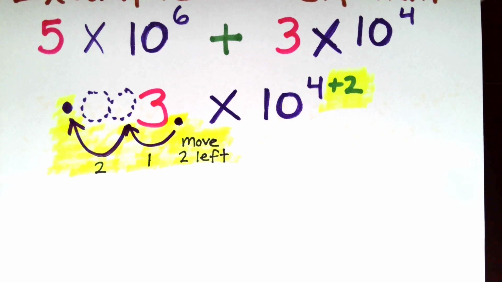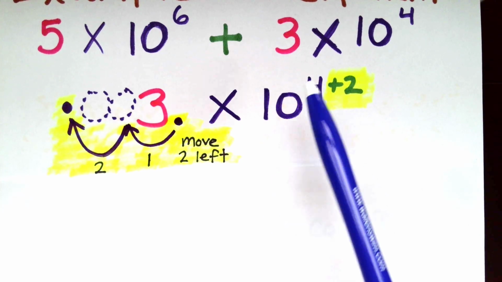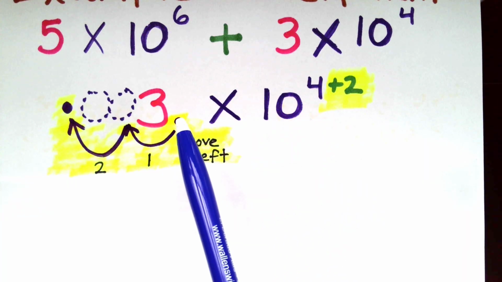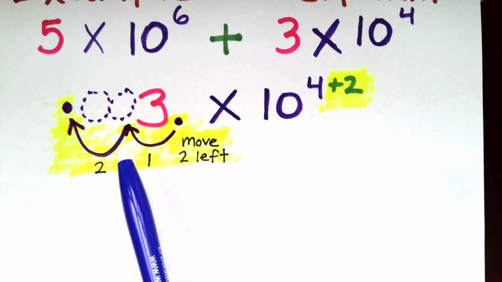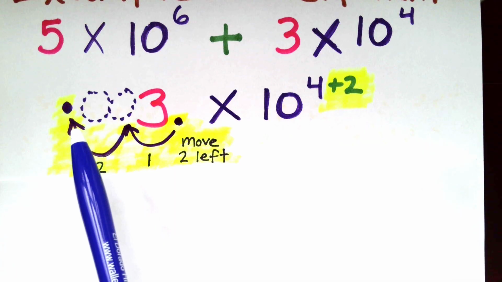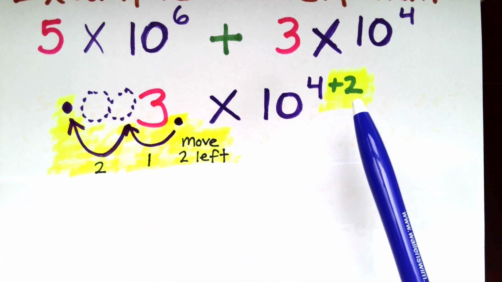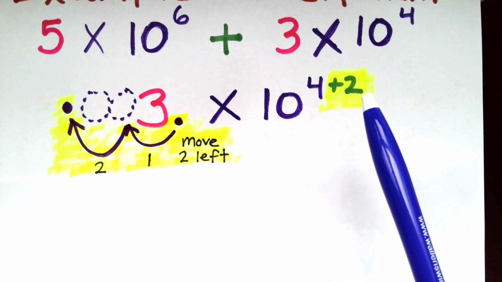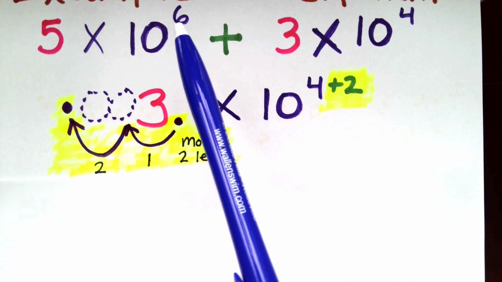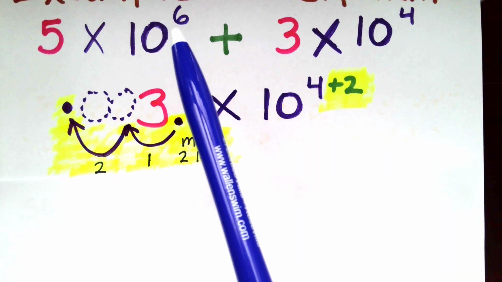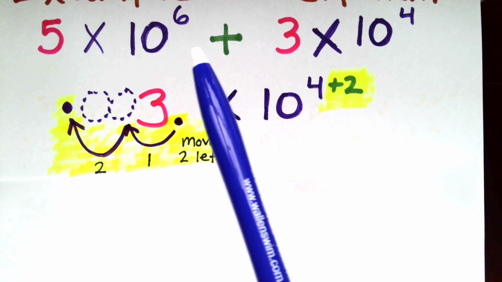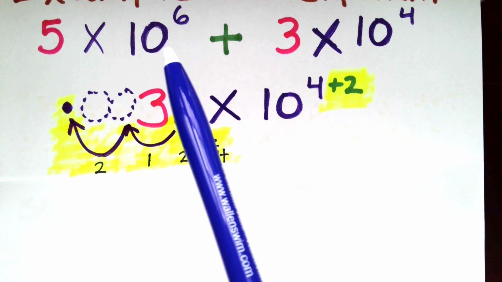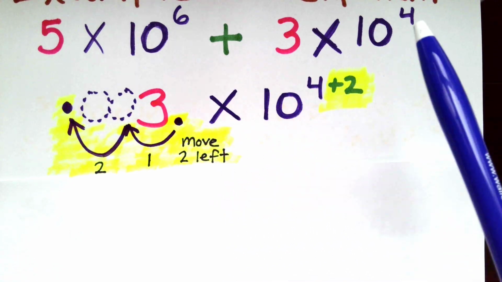All right, so the rule says I can take the hidden decimal to the right of the 3. I show that decimal, and if I move it to the left 2 places, then I would add 2 to the exponential power of 4. Of course, 4 plus 2 gives me the same exponential power of 6. I need that in order to add and subtract scientific notation coefficients. I need to have the same base of 10 and the same exponential power.